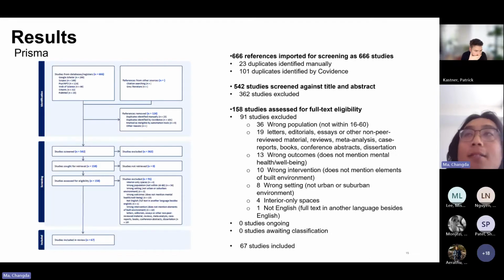And this is the result of the whole process, and the PRISMA diagram is automatically generated by Covidence. You can see this one.